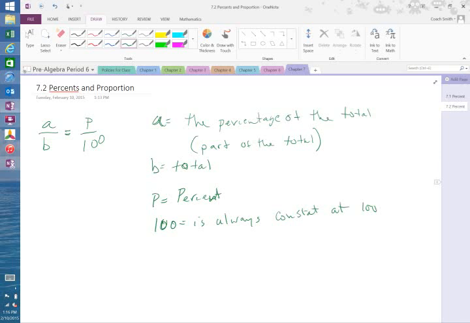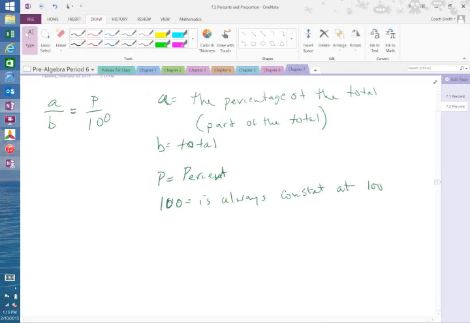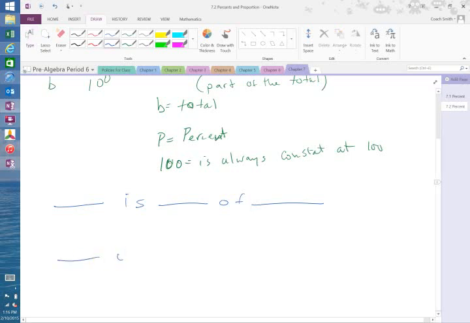All right, now what we're going to look at today is some word sentences that use percents to figure out a part of a total, or the total, or a percent. It's going to be a sentence that follows this pattern or that pattern. The 100 is always constant.